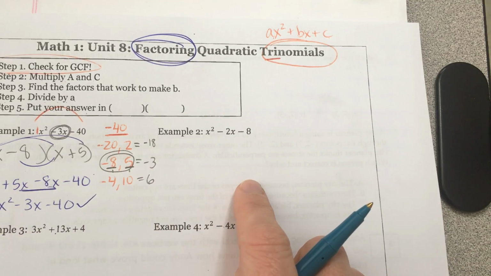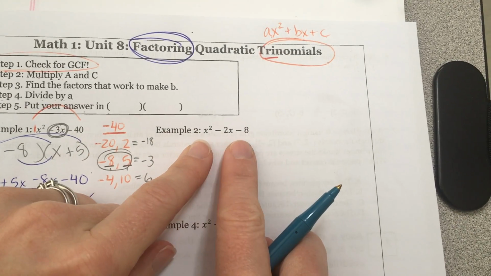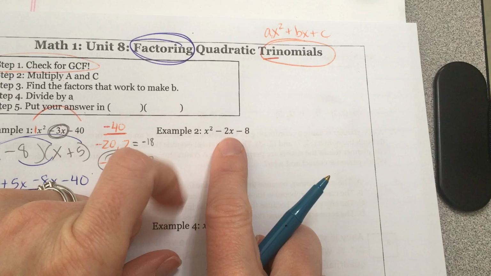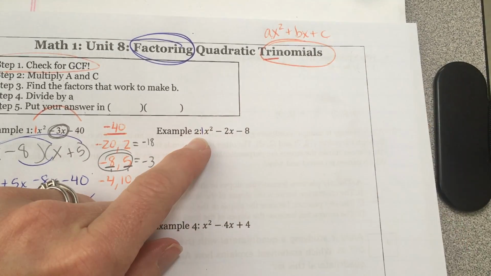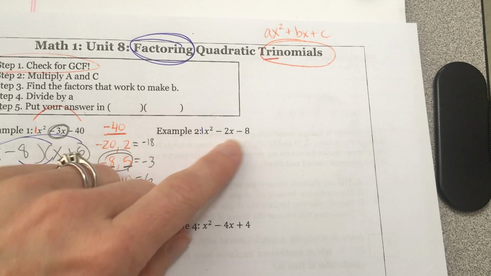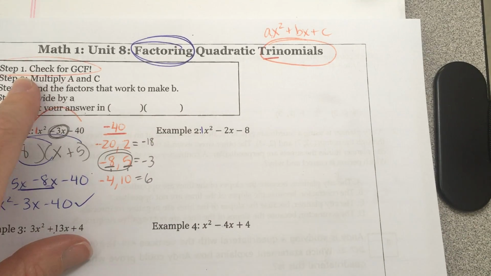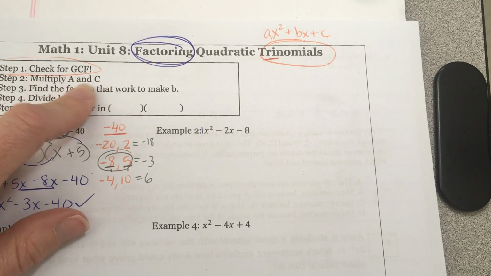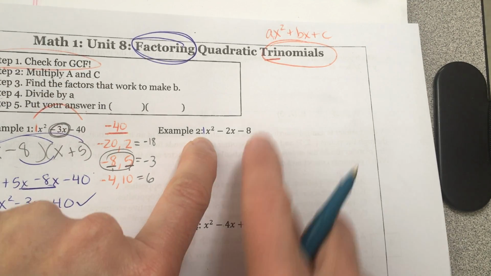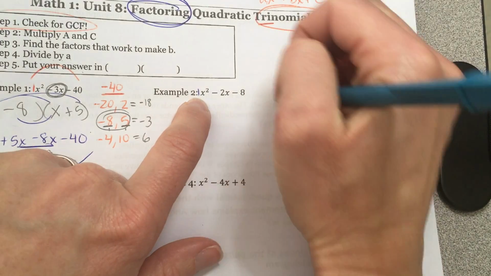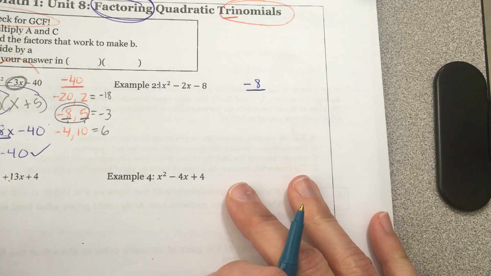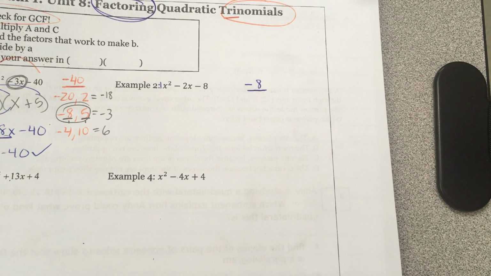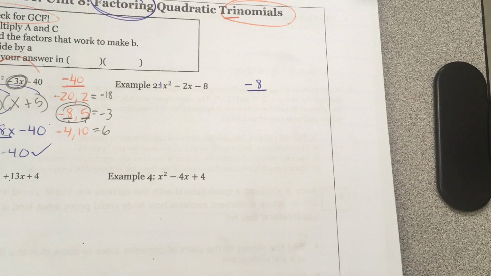All right, example 2, check for a GCF. Anything go into all 3 of these? 2. Well, 1. Just a 1, so you can skip that, okay? There's nothing that goes into all of them, okay? Step 2, multiply A and C. What am I multiplying? 1 and negative 8. What's 1 times negative 8? Negative 8. Okay, you write it to the side. What are things that multiply to give you negative 8? Negative 4 and 2.